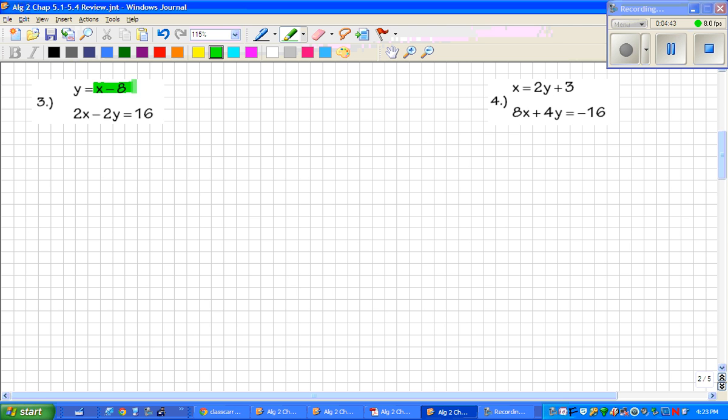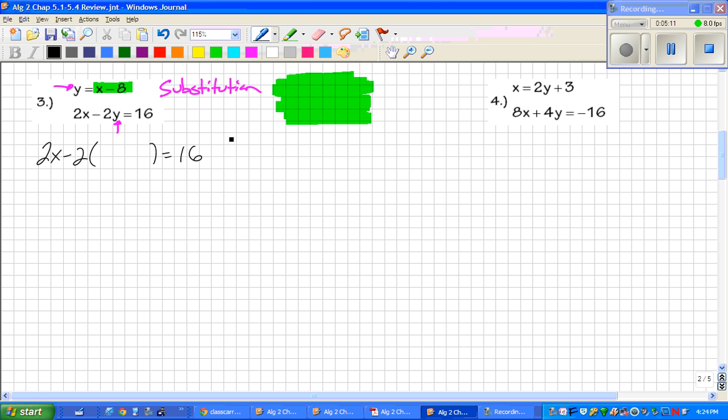So with number 3, see how the y is all by itself? For this one, we're going to use substitution. Okay, I'm going to get my answer ready right there. What we're going to do is keep the 2x minus 2y equals 16, and we're plugging in the x minus 8. When we multiply this out, you get 2x minus 2x. Negative 2 times negative 8 is positive 16. My 2x and my negative 2x cancel out, and we're left with 16 equals 16, which is true, which means our answer is infinite solutions.